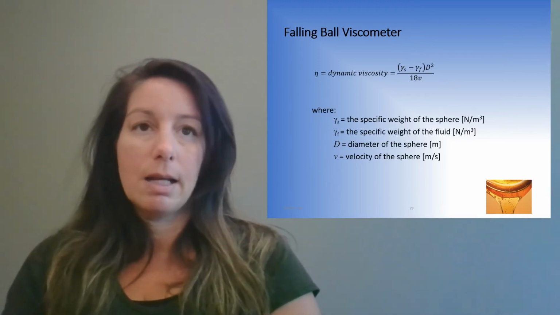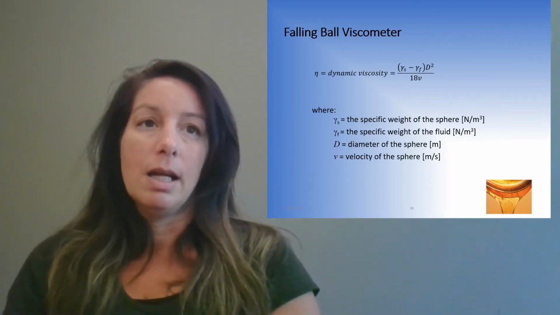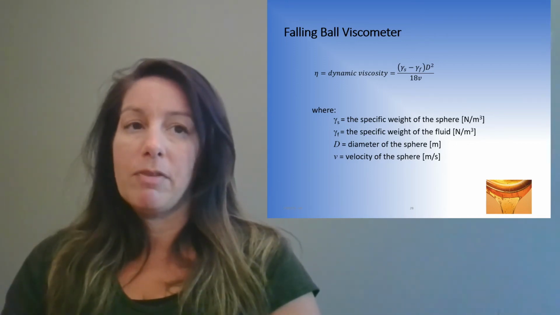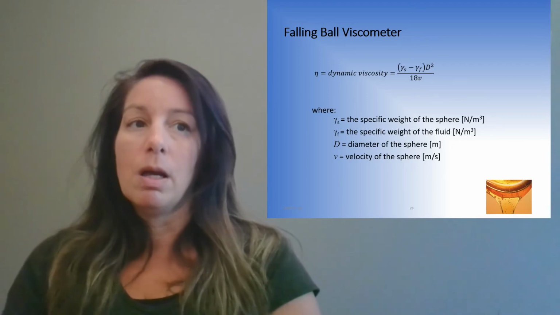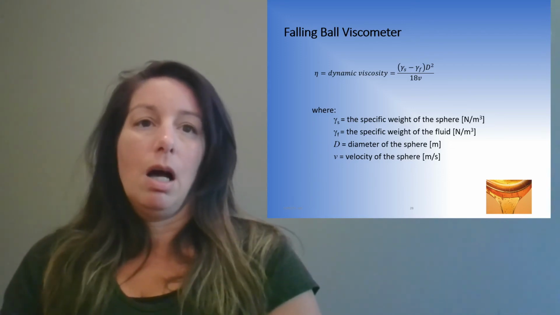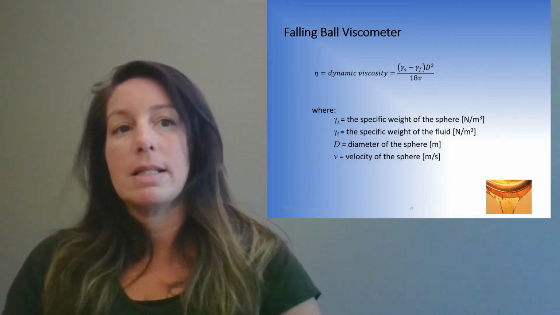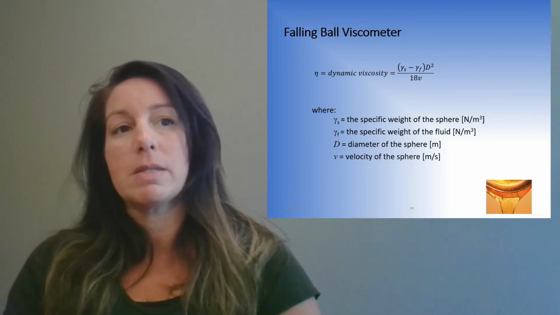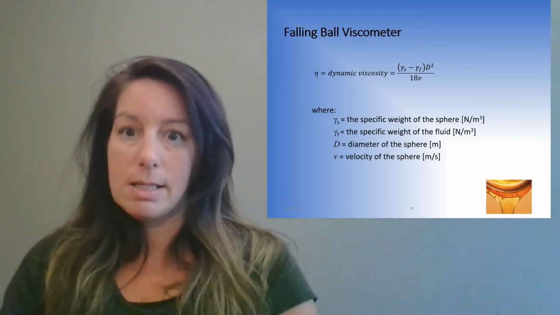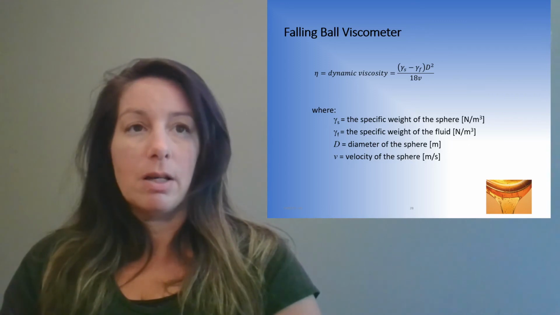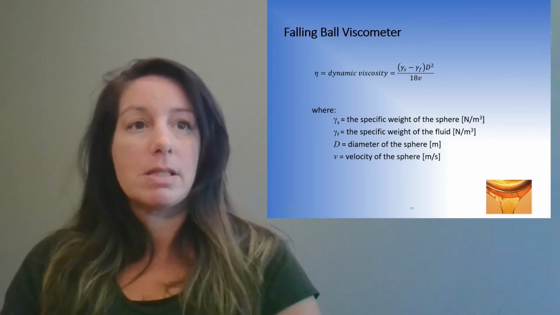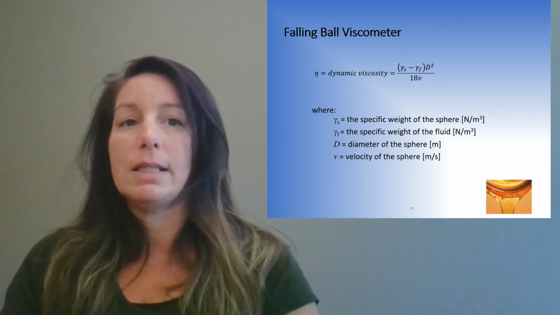Remember that little stylized N? That's eta, which is the dynamic viscosity. It's equal to the specific weight of the sphere, the ball that's in it, minus the specific weight of the fluid. This is in newtons per meter cubed, or weight over length cubed. You've got the diameter of the sphere, in meters squared, and the velocity of this sphere, in meters per second. Nice little easy equation: gamma S minus gamma F, multiplied by the diameter of the sphere squared and divided by 18 times the velocity.